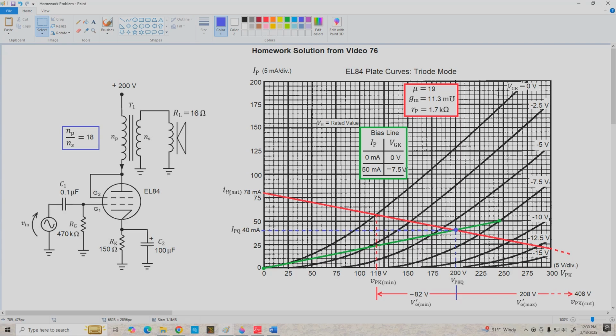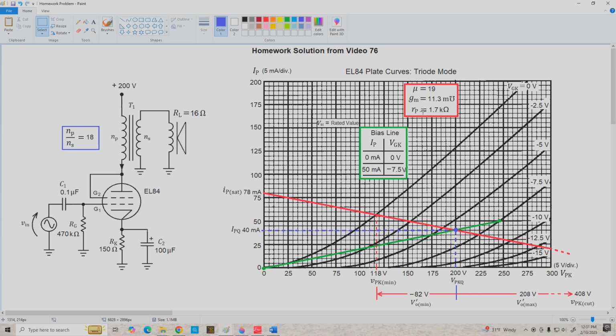Over here on the right, we've got the plate curves for the EL84, and you can see I've already plotted the bias line, the AC load line, and I've listed the maximum signal swing limits for the plate of the tube as well. These are the parameters for the EL84. Mu is 19, transconductance 11.3 millimhos, and dynamic plate resistance 1.7 k ohms. You can get these from the data sheet.